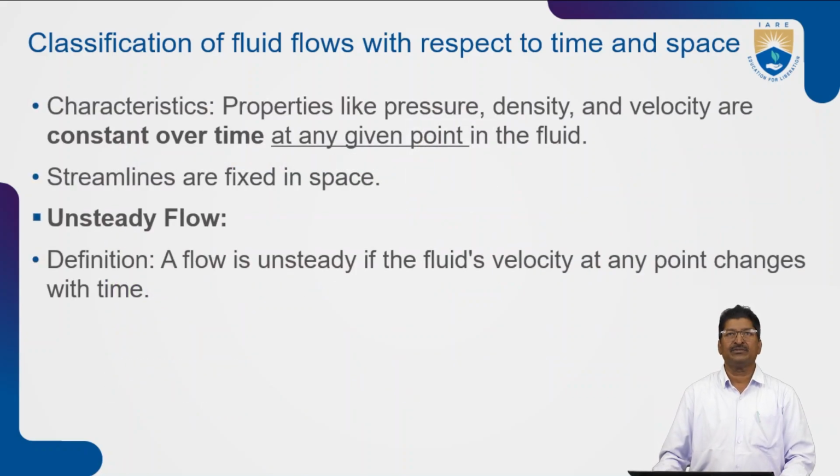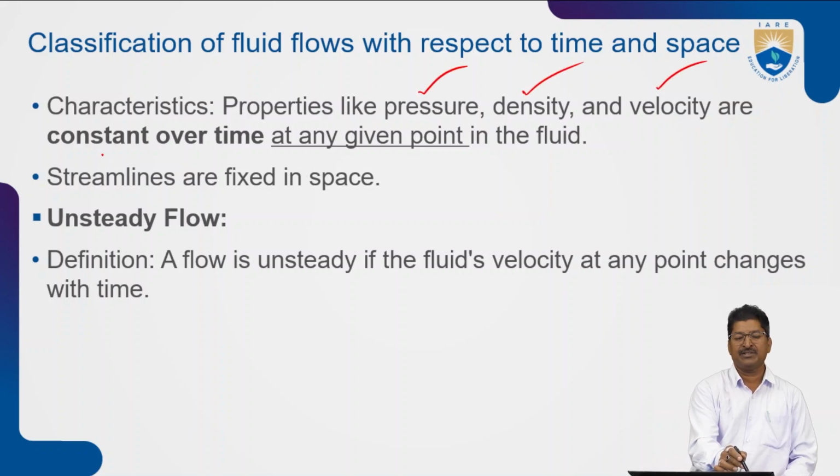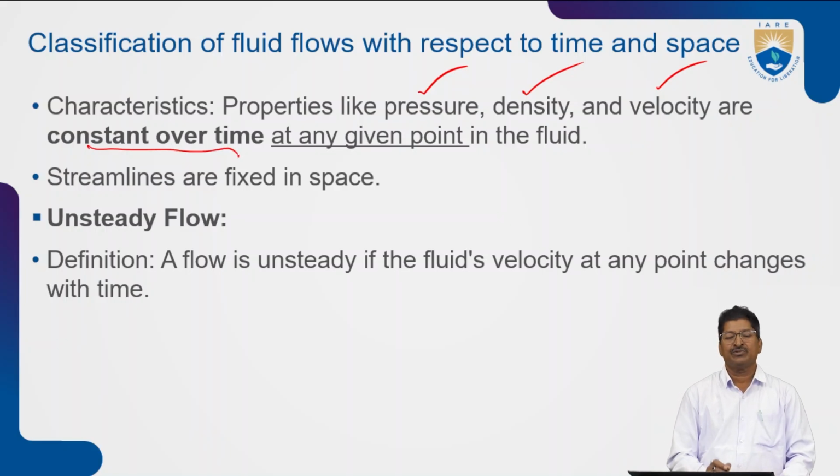Then characteristics. So what are the characteristics of this steady flow? Okay. So what is written here? Properties like pressure, density, velocity are constant over time. Okay. So as per mathematical formulation, ∂V/∂t = 0. That means velocity is not changing at any point of time. Same velocity. And also characteristics are pressure, density and velocity. So pressure is also not changing. Density is also not changing.